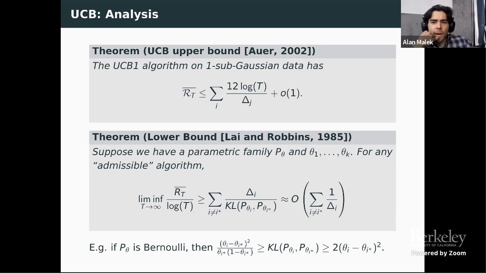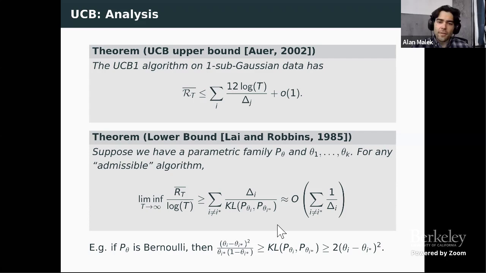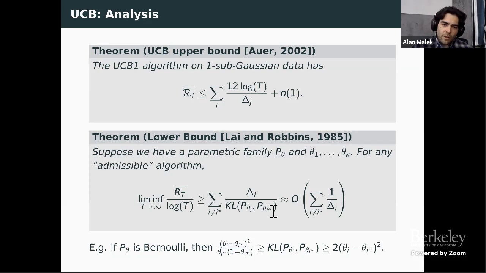And it basically shows that for any admissible algorithm, so basically an algorithm that does well on all problem instances, the pseudo regret divided by log T has to grow at least as quickly as log T, and the constant has to be delta_i over the KL of the difference between arm i and arm i star. And for the Bernoulli case, for example, the KL divergence is of order delta_i squared. So this whole thing is of order one over delta_i. So we're kind of like a log T off of this lower bound.